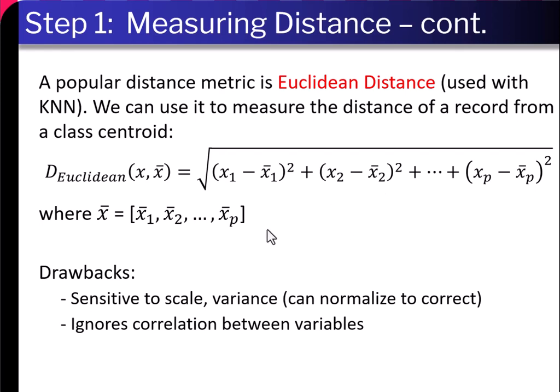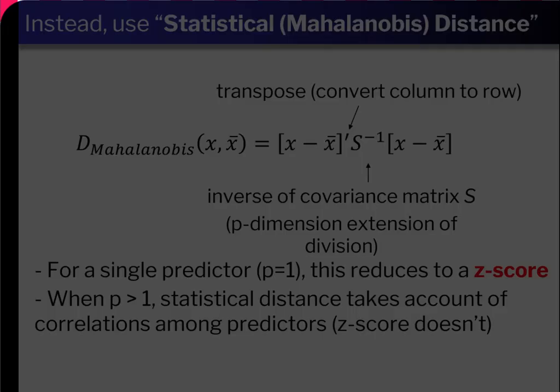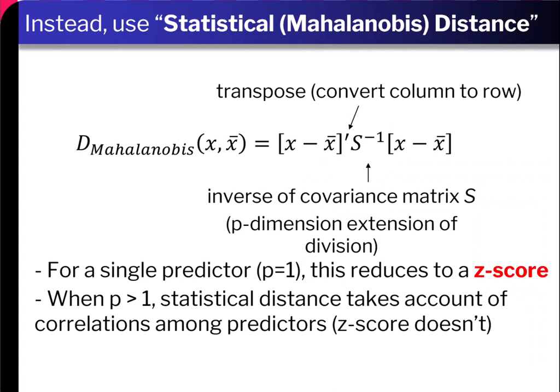The drawback of this method is that it is sensitive to scale, so we can normalize it, and it ignores the correlation between the variables. A solution to these drawbacks is to use a measure called statistical distance. In this formula, S denotes the covariance matrix between the p variables, and S inverse is the inverse matrix of S, which is the p-dimension extension to division. When there is a single predictor, p is going to be 1, and this formula will reduce to squared z-score calculation since we subtract the mean and divide by standard deviation.